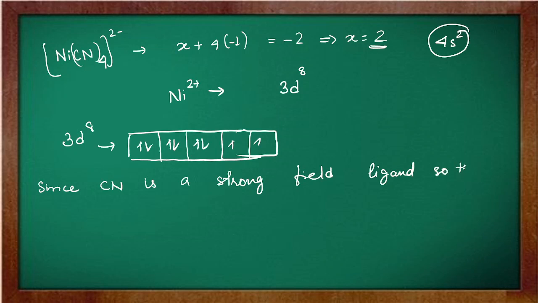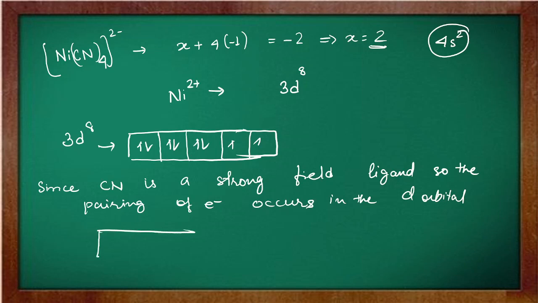the pairing of electrons occurs in the d orbital. And if it is a weak field ligand, then you will write that since X is a weak field ligand, the pairing of electrons does not occur. In that case, you will not mention it. Now here cyanide is a strong field ligand, so the pairing of electrons occurs in the d orbital. So you will just pair the electrons. First this is paired, this is also paired, this is also paired, and these two were unpaired, so they will come here and get paired.